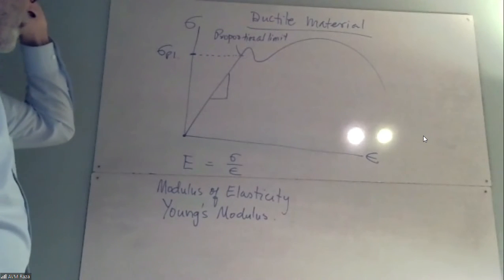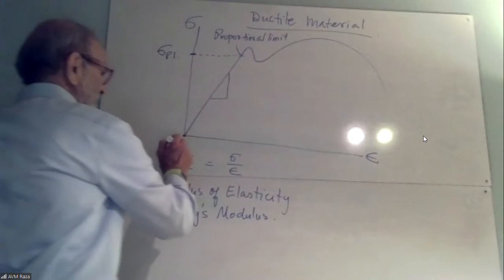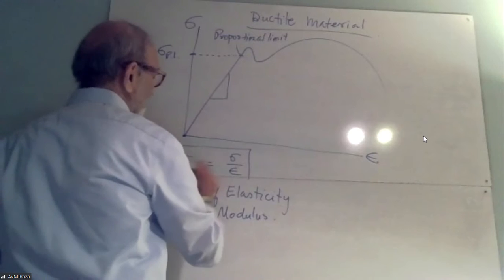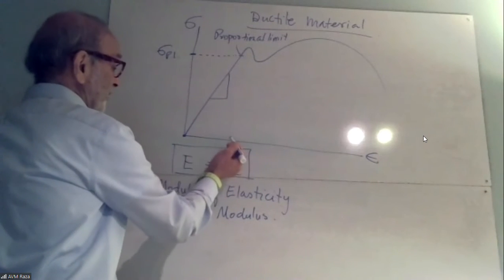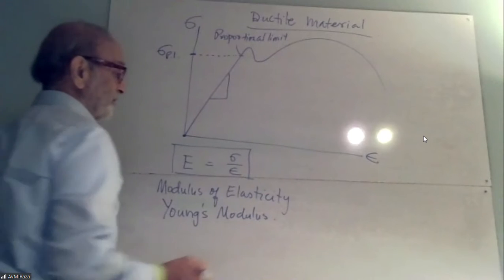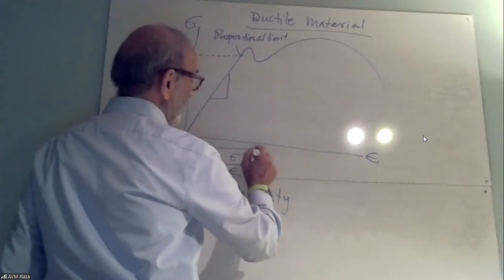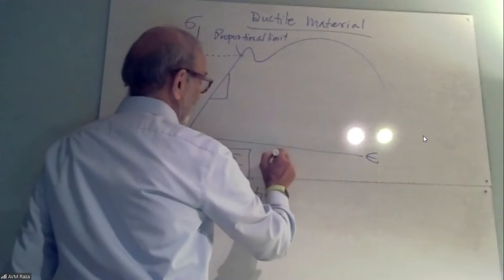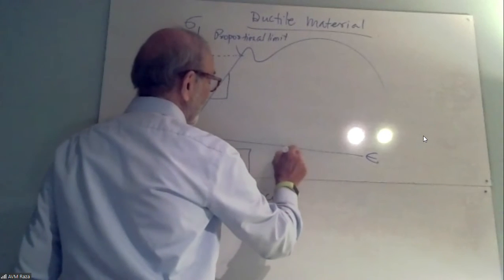This is an important thing. This is the ratio of sigma over epsilon. Please remember this definition. E is equal to sigma over epsilon. So what will be the units of E? You can see the units of sigma are, for example, in SI units, pascals. And Pascal being a small unit, they could be megapascal or gigapascal.